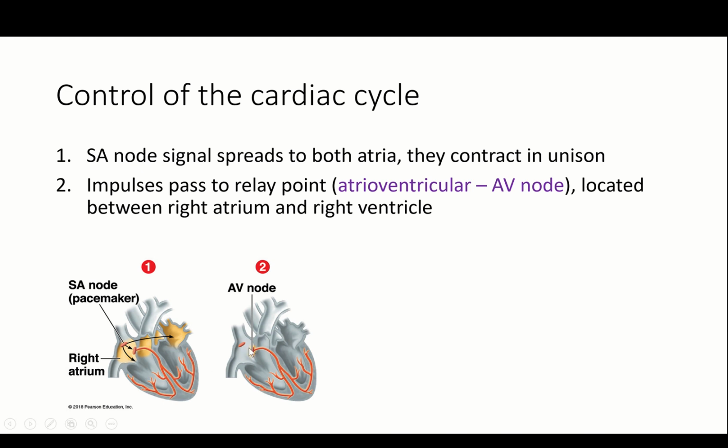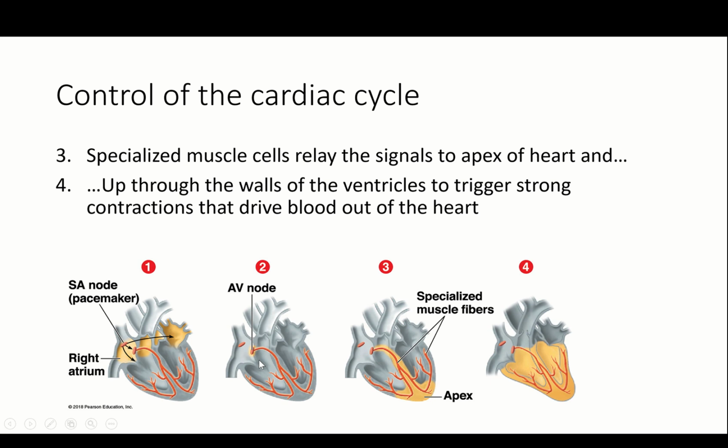And so then we'll have the impulse relay from the SA node to another node. That's called the AV node, which stands for atrioventricular, because it's that junction between atrium and ventricle. This is located between the right atrium and the right ventricle. At this time, specialized muscle cells are going to relay the signals to the apex of the heart, which is down here at the bottom, and then up through the walls of those ventricles, triggering strong contractions that will drive the blood out of the heart. So these are those specialized muscle fibers that are featured in cardiac muscle.